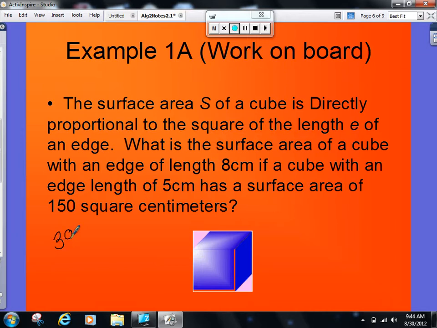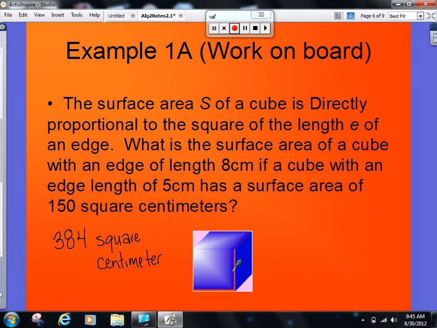I have 384 square centimeters. Okay, if you got it, you're welcome to move on, but I'm going to work this problem out right now. Okay, I'm going to start it right here.